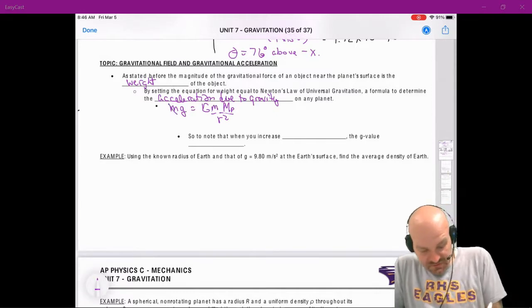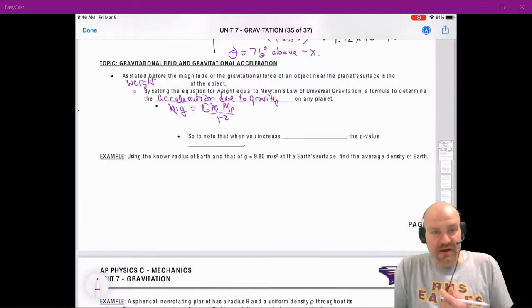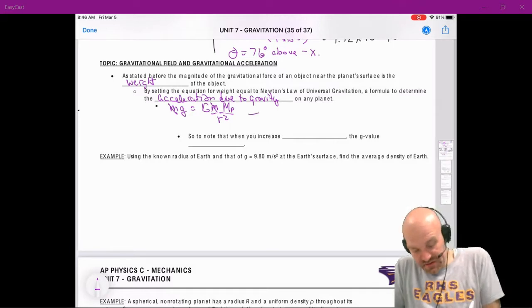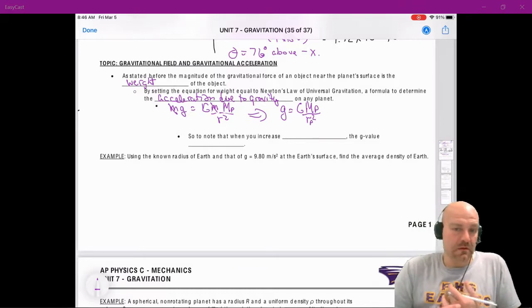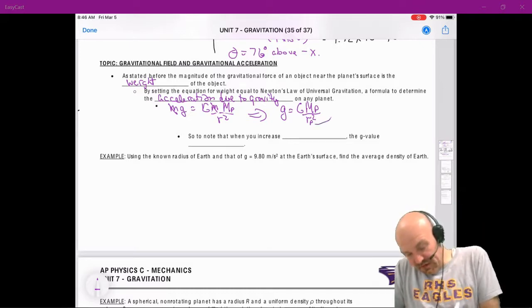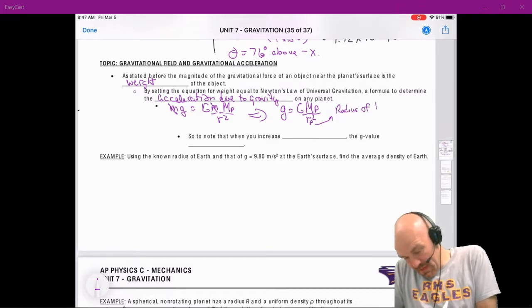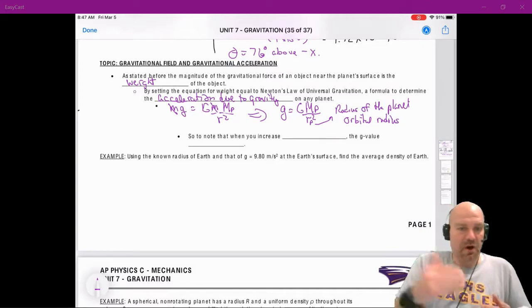But this mass is just the mass of the object, or any object. And so we say g, the acceleration due to gravity, is equal to big G times the mass of the planet over the radius of the planet squared. Okay, and this r, if you're looking at the surface, is simply the radius of the planet. But it could also be something called the orbital radius, which is if you're looking for the g value at a height off of the planet.